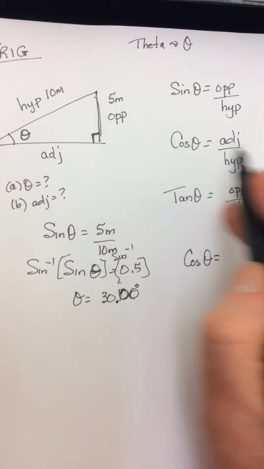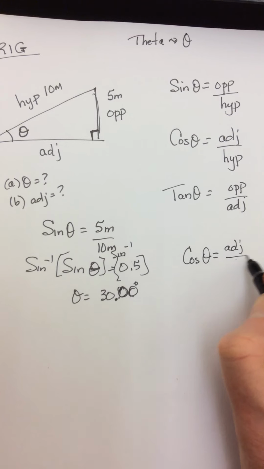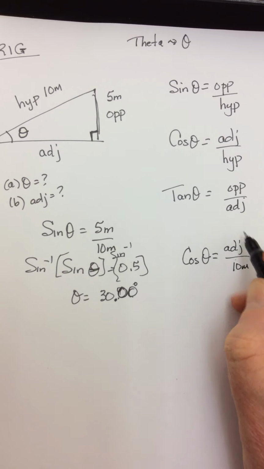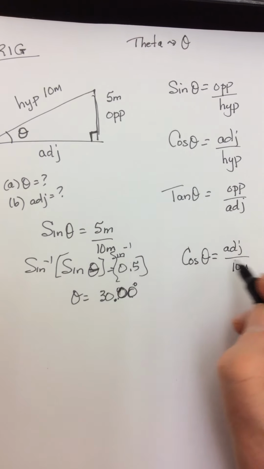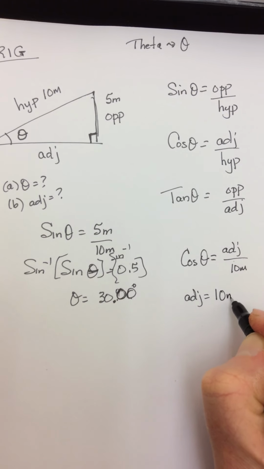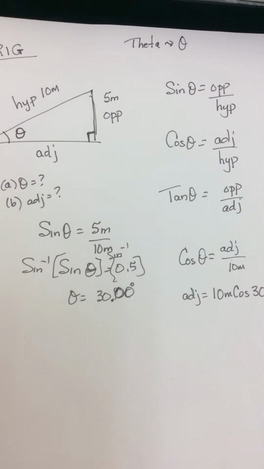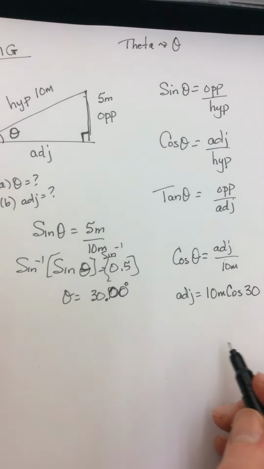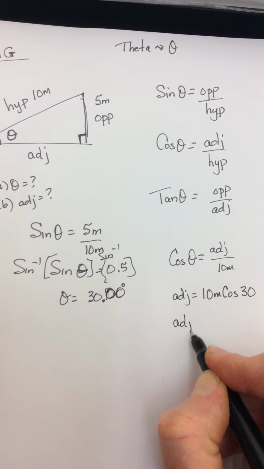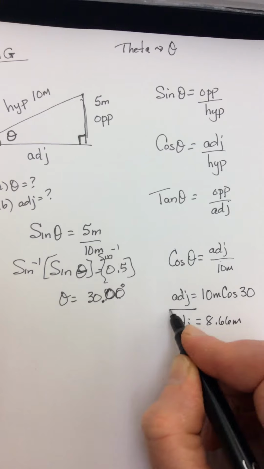So if I did cosine, it's the adjacent over the hypotenuse. So adjacent over 10 meters. And I want to solve for the adjacent, so I would multiply both sides by 10. So it'd be 10 meters times the cos of 30. The cos of 30 is 0.866 times 10. This is going to be 8.66 meters.